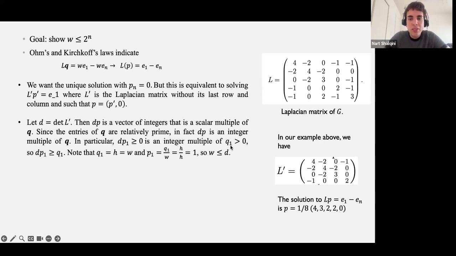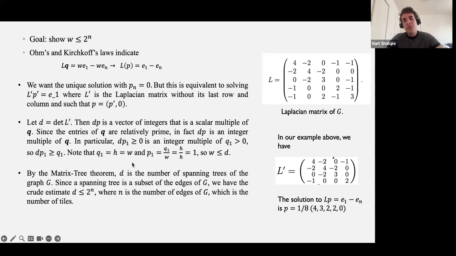So dP1 is an integer multiple of Q1. And now we use the fact that I'm only dealing with squares, so my height equals my width. Since P1 equals Q1 over W, and Q1 is the height and W is the width, I know P1 equals 1. And since Q1 equals W and dP1 is at least Q1, this shows me that D is at least W. So my determinant is always going to be at least the width of my square.